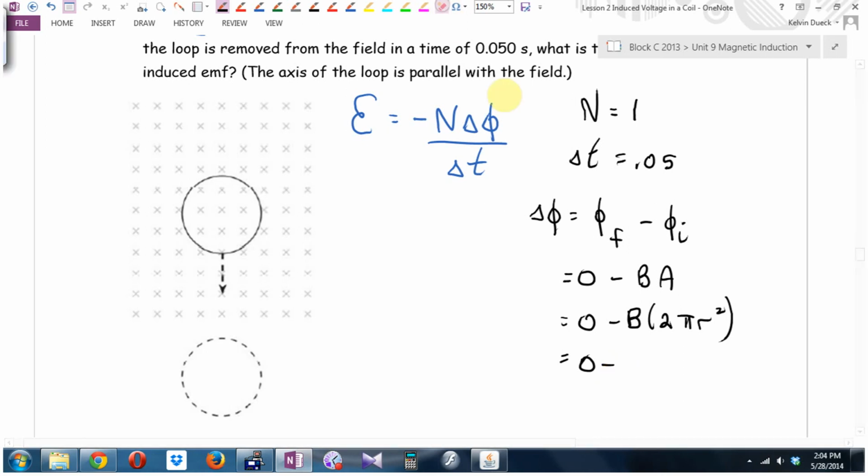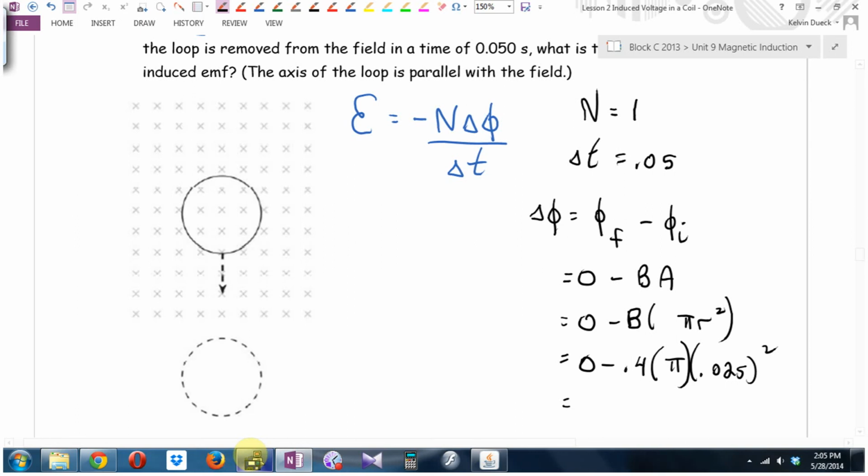Sorry, Nate, what was the magnetic field? 0.4? Yeah, and then times pi. And then please tell me they told me the radius. Meters, please. 0.025.